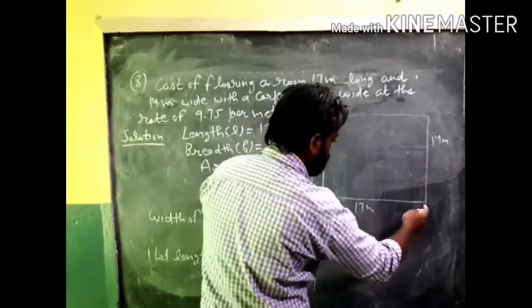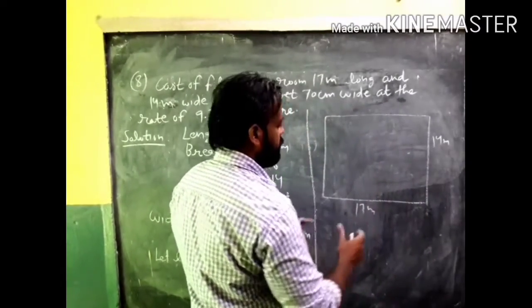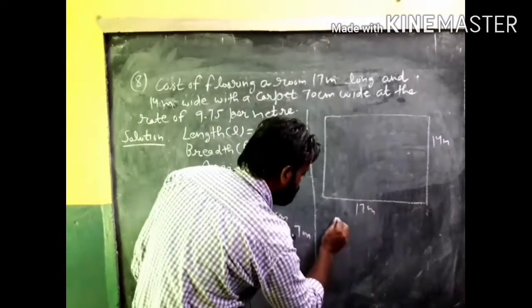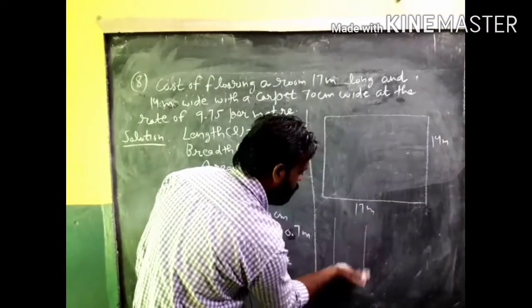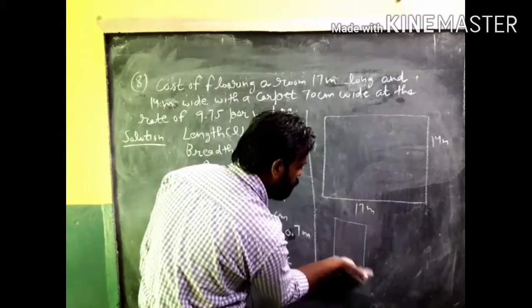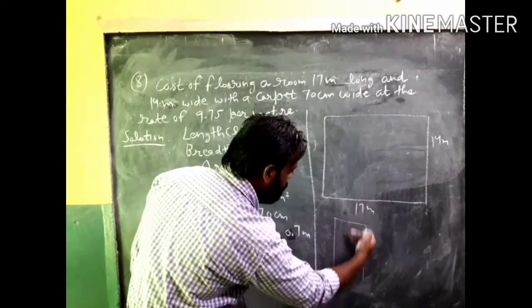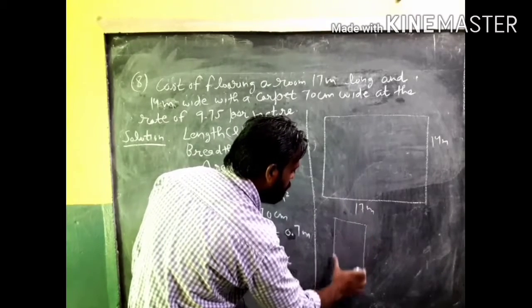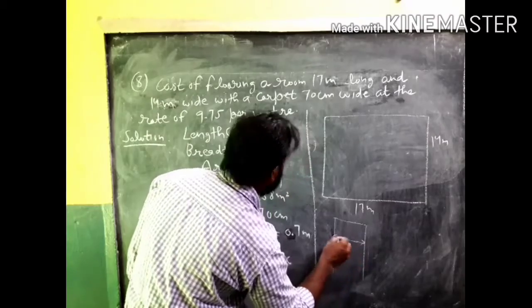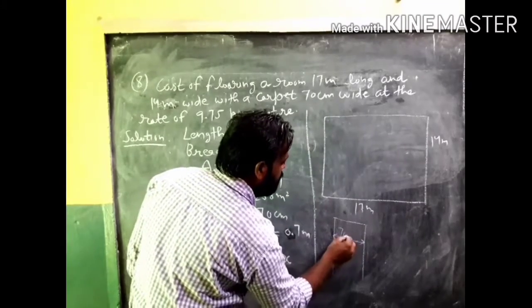Suppose this is the length of this floor, that is 17 meters, and this is 14 meters, and of course this much is carpet. Suppose I don't know how long this is, we have to find this out. Suppose this is a roll of carpet, and its width is given to us, that is of course 70 centimeters.